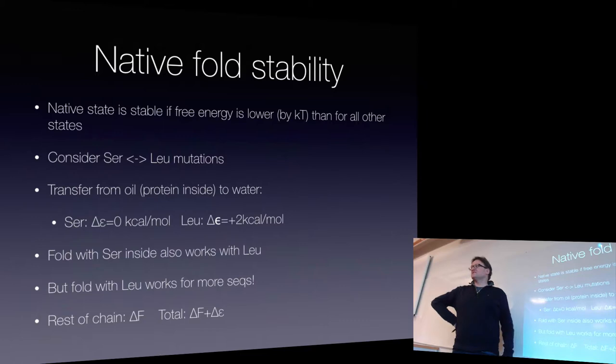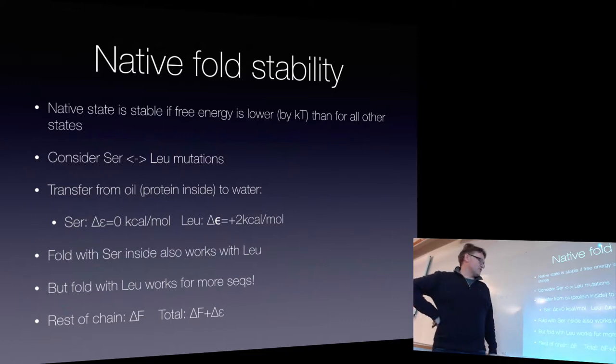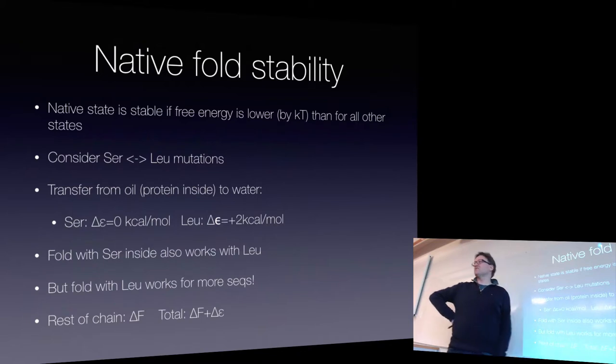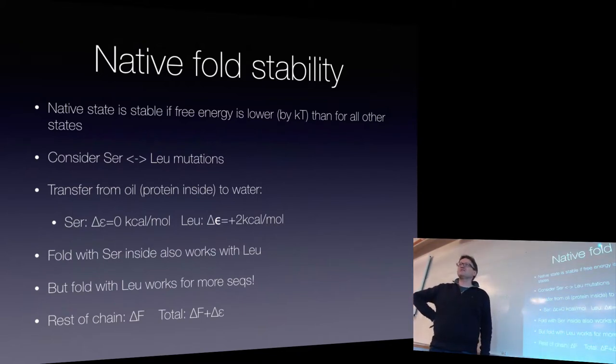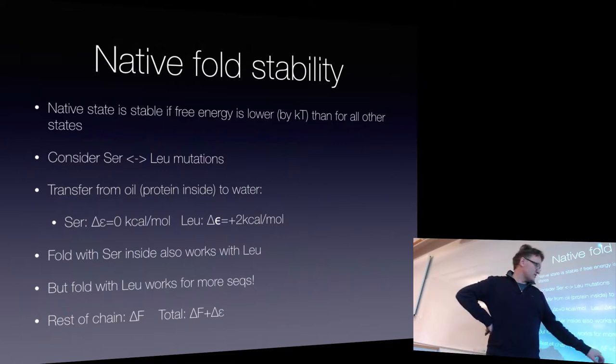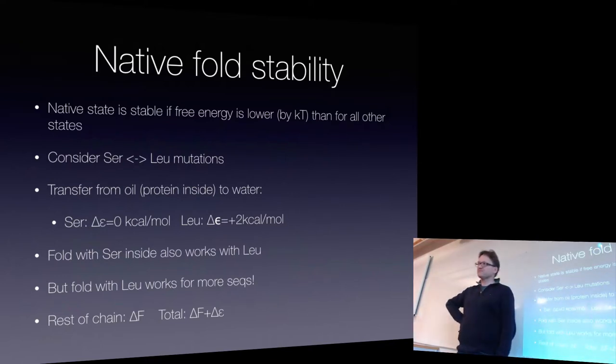So if you think about this entire protein, my myoglobin, you could have the rest of the protein, and let's say that the stabilization free energy there is delta F. Whether it's 500 or 5 billion doesn't really matter, but it's some sort of large number. And the small contribution from this residue would then just be delta epsilon. So what we are interested in is the total free energy in the entire system, and what is the role of that small delta epsilon?